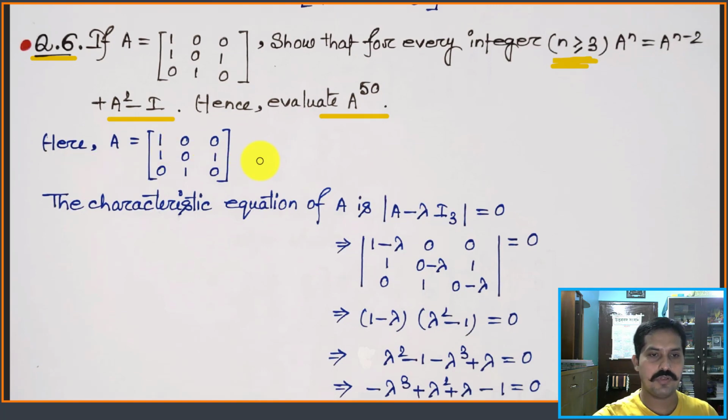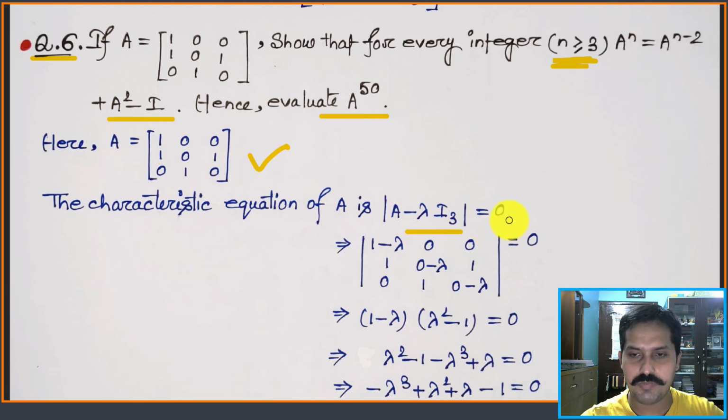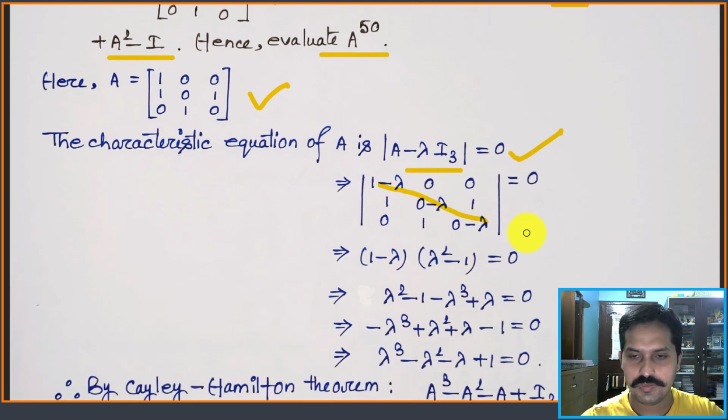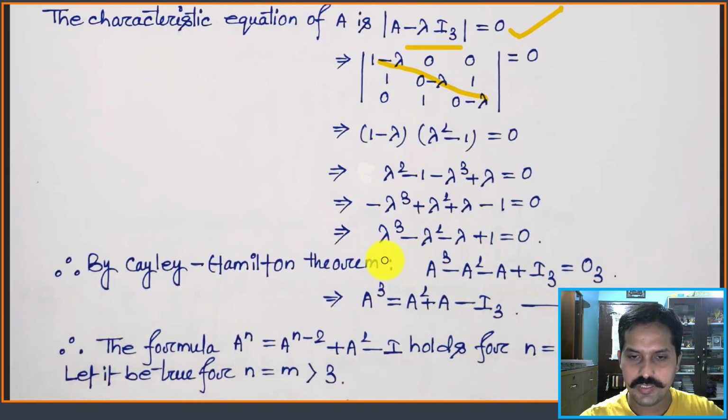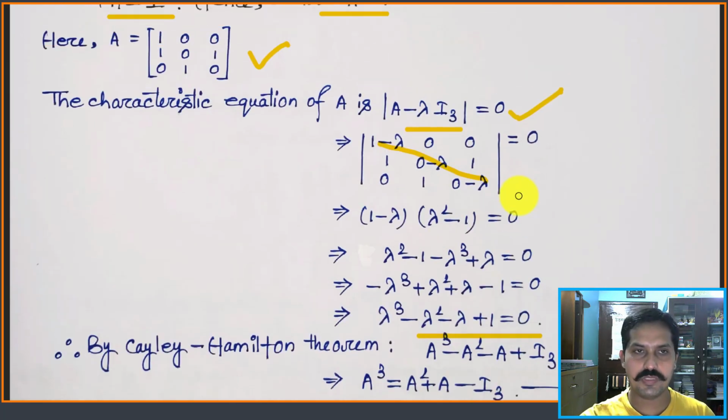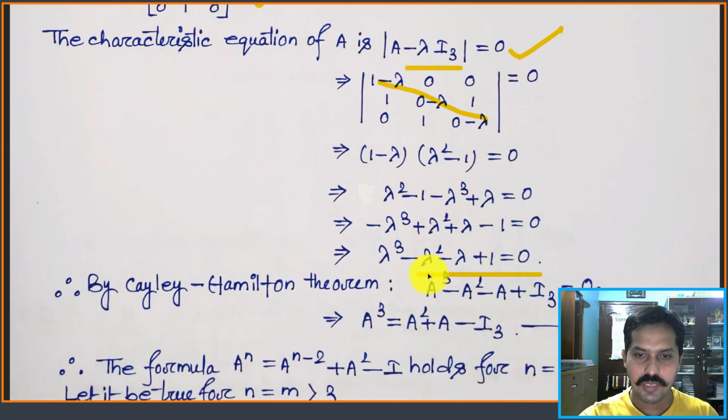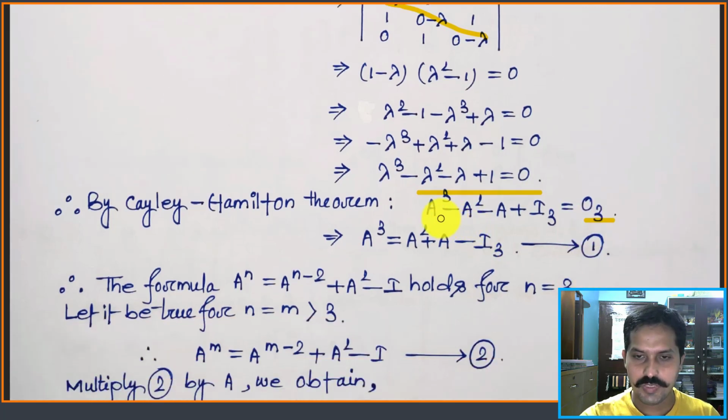So here capital A equals this given matrix. The characteristic equation of capital A is determinant of A minus lambda I3 equals 0. Then do this. The characteristic equation is lambda cube minus lambda square minus lambda plus 1 equals 0. And we know by the Cayley-Hamilton theorem every square matrix satisfies its own characteristic equation. So we can write A cube minus A square minus A plus I3 equals 0, the third order zero matrix. That is, we can write A cube equals A square plus A minus I3 by transposing.